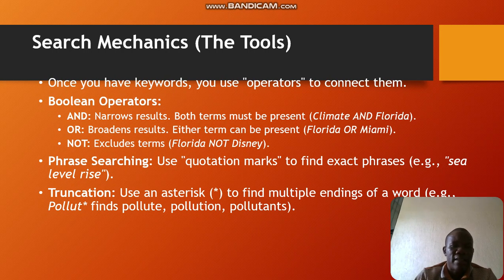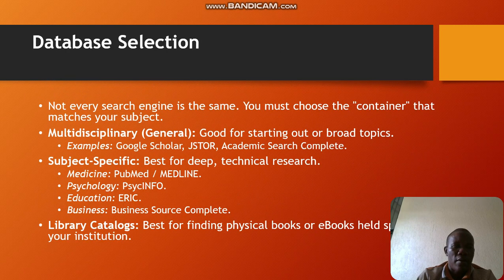The phrase searching here uses quotation marks to find an exact phrase. Example, "sea level rise". You can see the quotation marks in this example. The truncation here uses an asterisk, this star, to find multiple endings of a word. Example, pollut*, which finds pollute, pollution, or even pollutant.